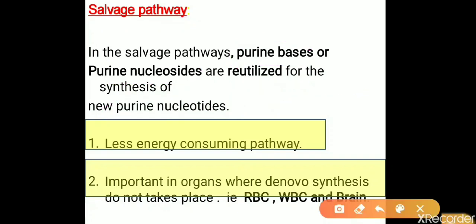Regarding the salvage pathway, it is less energy consuming pathway compared to de novo biosynthesis. And this pathway is important in organs where de novo biosynthesis does not take place, that is RBC, WBC and brain. Because salvage pathway is important because all tissue needs nucleic acid. So in RBC, WBC and in brain, these nucleic acids are contributed by this salvage pathway.